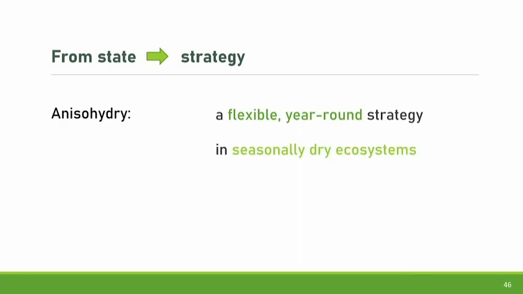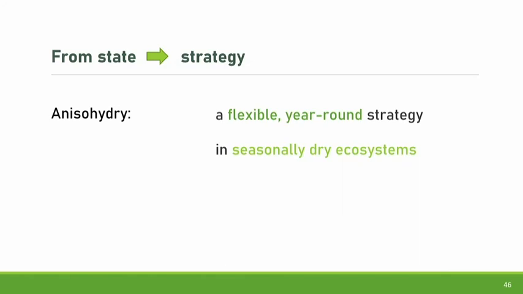And that caused me to shift my thinking from anisohydry being a state, whereas in my previous vignette I was talking about how during this time of year it was anisohydric and during that time of year it was isohydric, to thinking about anisohydry overall as a strategy. In particular, it's a flexible, year-round strategy, as befits plants that can't move, right? They might experience highly variable environmental signals, but they can't move. And it's found in seasonal dry ecosystems. Again, very pronounced when there's a dry period and a wet period.